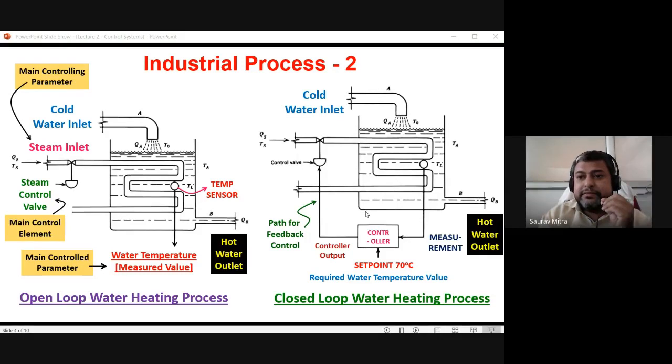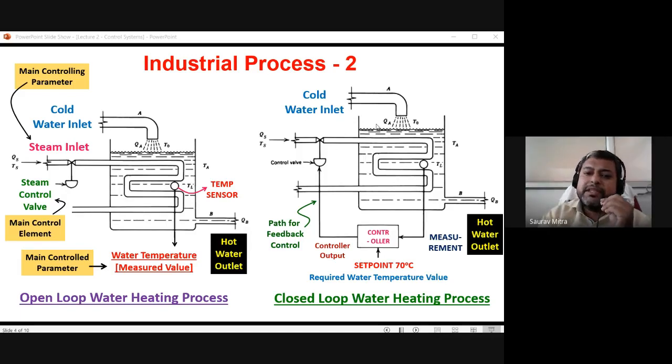The controller compares the set point and the measured value, and whatever the difference is, that is called the error signal. As long as the measured value is not equal to the set point, there is an error signal. As long as the error signal is there, the controller will give feedback to the control valve that the temperature of the water is not sufficiently high, it is still less than the required 70 degrees by 10 degrees, so you please be on. So the control valve will remain on and the process will go on.